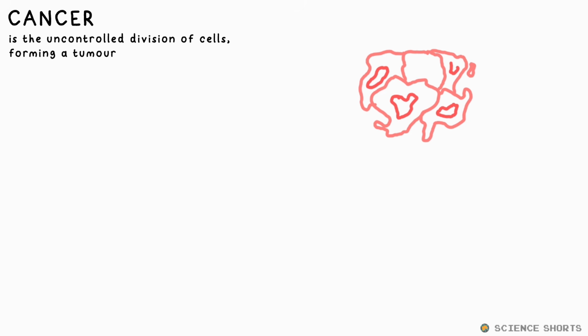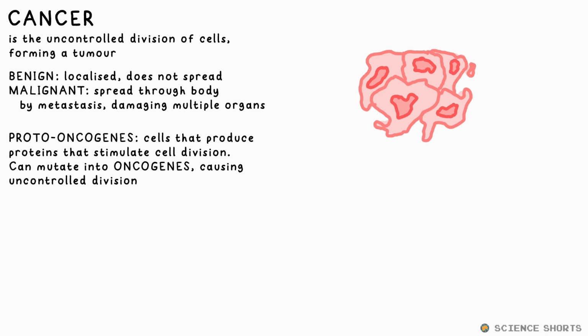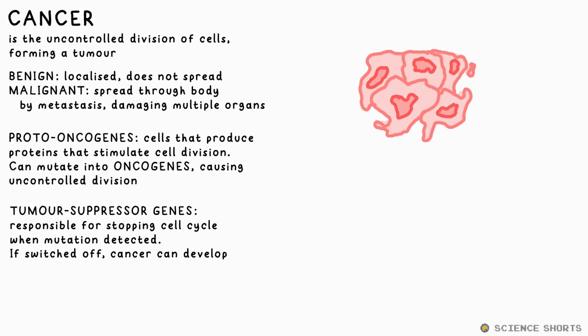If a mutation results in uncontrolled cell division, this forms a tumor. This is cancer. Benign tumors don't spread, while malignant tumors grow quickly and spread by metastasis, damaging multiple organs. Proto-oncogenes are cells that produce proteins that stimulate cell division. If they mutate, they turn into oncogenes, and they cause cells to divide uncontrollably. Tumor suppression genes are responsible for stopping the cell cycle when a mutation is detected. If these are switched off, that's also bad news for the same reason.